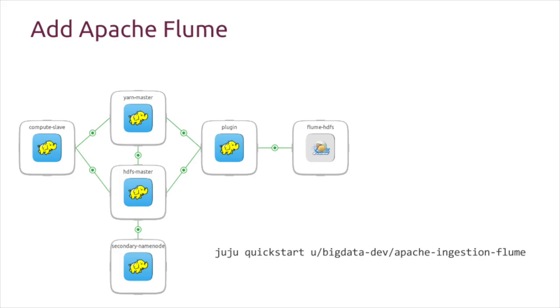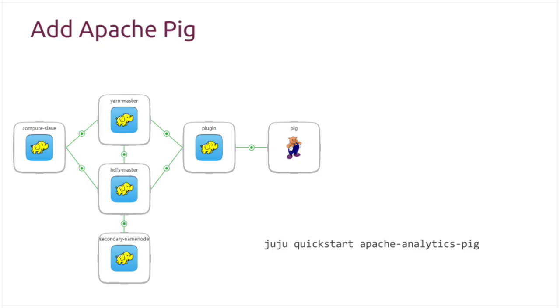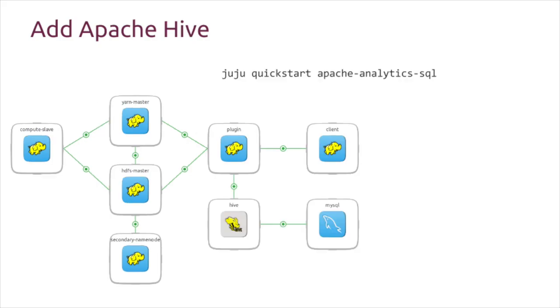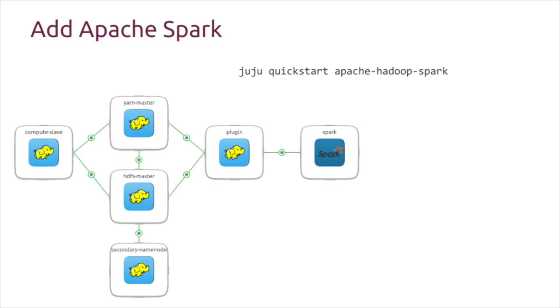Once you've got the data in, you'll want to process it. For instance, you might want to use Pig to process your data. Maybe you don't like Pig and you prefer something more SQL-like, you can do Hive. All of these are using the standard interface. They can all connect up easily. If you don't like Hive, maybe you like Spark. And Spark is a great way to process the data.